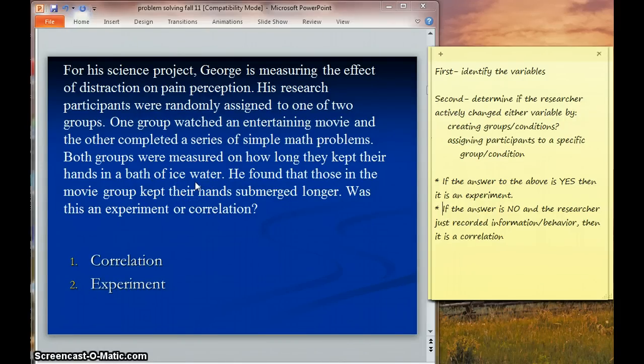Now, did George actively change his variables at all? Did he change pain perception? Well, he kind of did, and he definitely actively changed distraction. He created two groups and assigned people to one of the two groups. One group was the entertaining movie, the other group was a simple math problem. If the answer to that question about whether George actively changed a variable is yes, then what we're looking at is an experiment. So the answer for this one would be experiment.